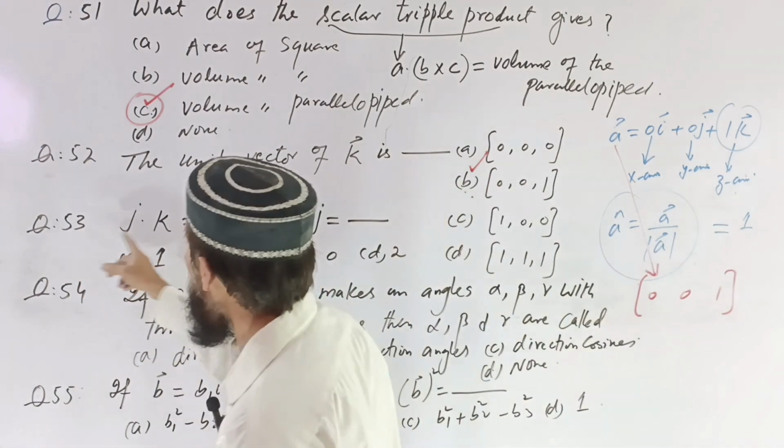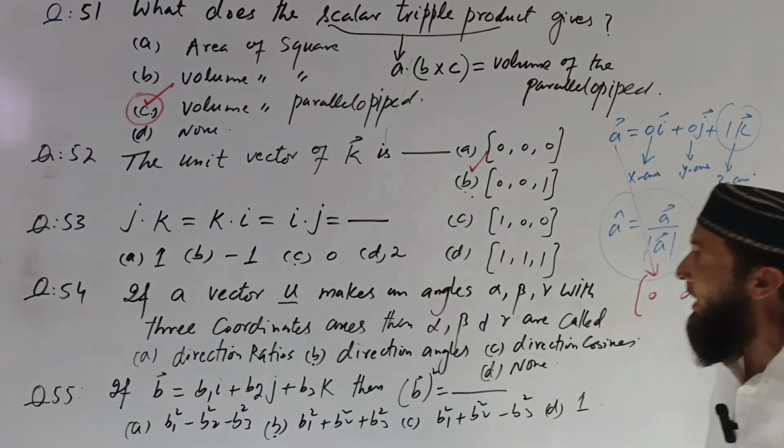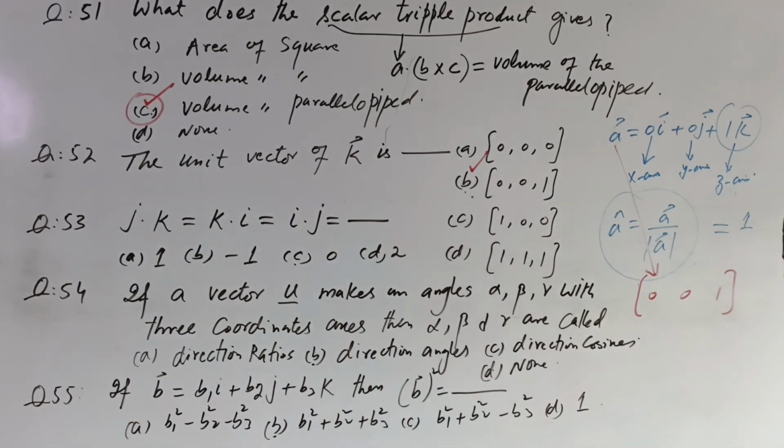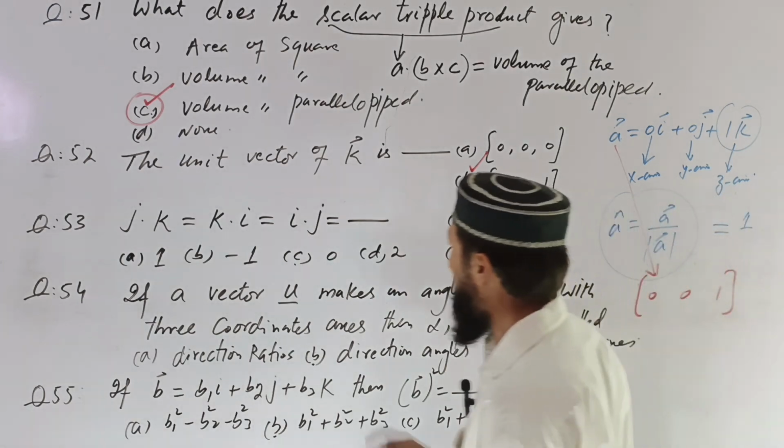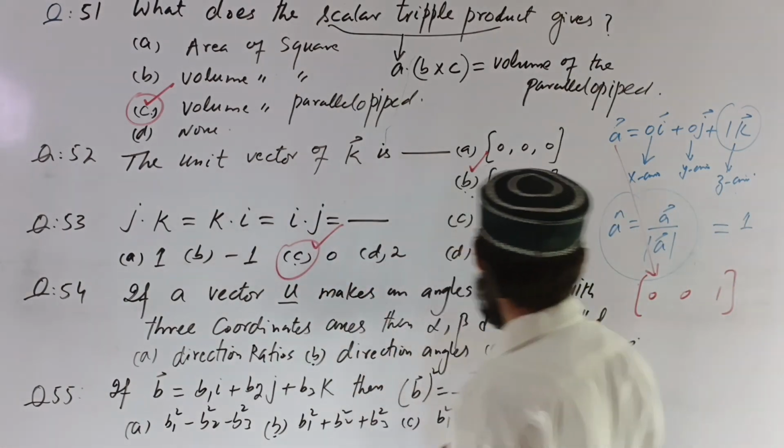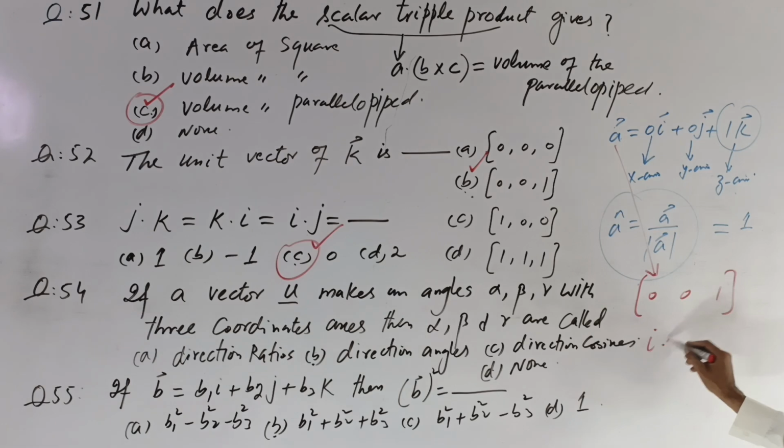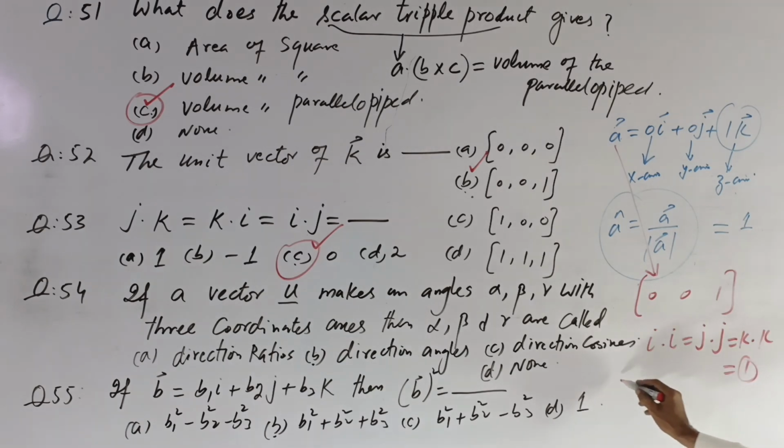Question number 53: j dot k, k dot i and i dot j are equal to 0, because this is the property we are using. And look here, this is the property: i dot i, j dot j and k dot k are equal to 1. If they are different vectors in different directions, j dot k and k dot i are equal to 0. This property we are using here.